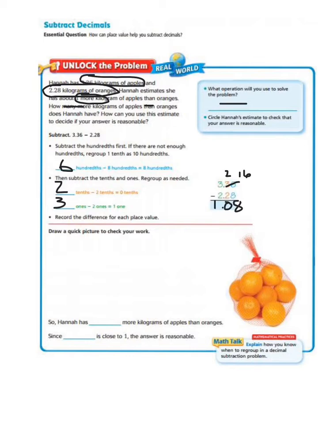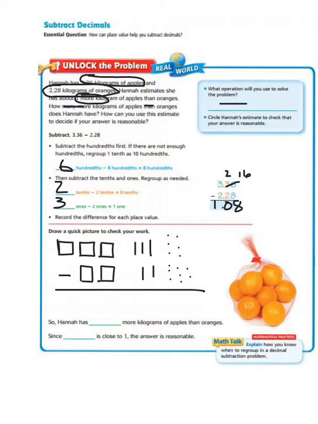So now we can draw a quick picture to check our work. So we have 3 as our whole number. We have 1, 2, 3 as our tenths, and 1, 2, 3, 4, 5, 6 as our hundredths. And we're going to subtract 2 and 28 hundredths, 1, 2, 3, 4, 5, 6, 7, 8, from it.